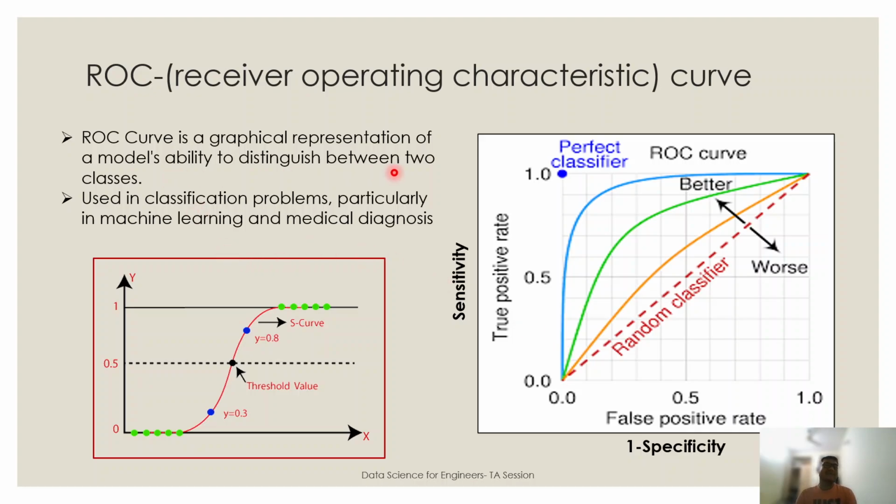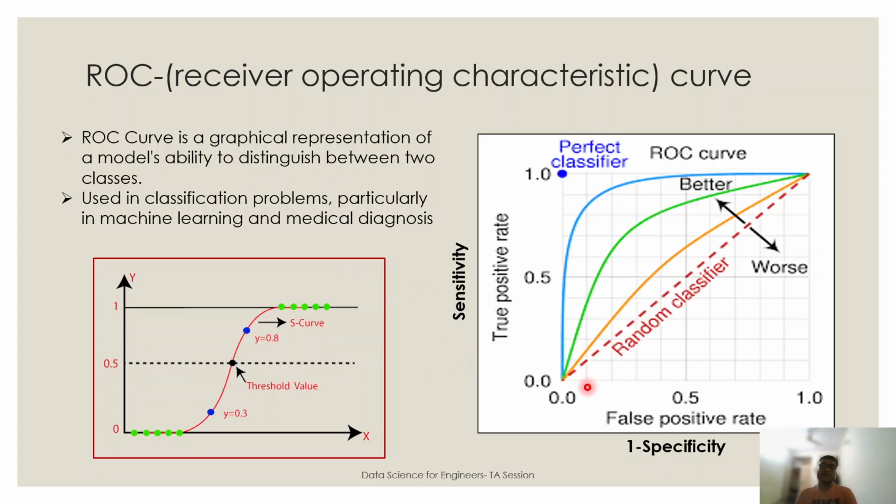ROC curve is a graphical representation. Based upon that, you can say my model is good, better, best, or something like that. It is used for classification, particularly in machine learning and medical diagnosis. Okay, so how is this particular graph drawn?